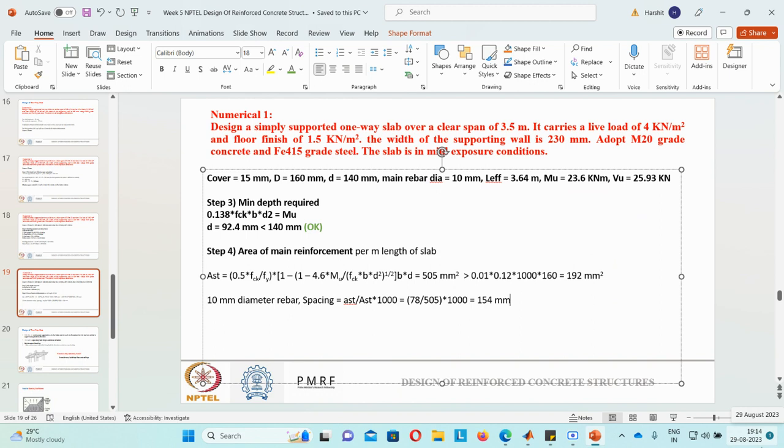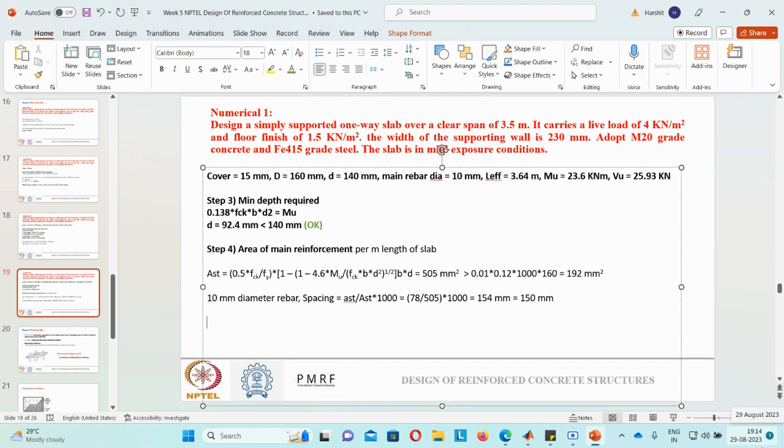Now, generally for design, we can't provide this value. So we will assume 150 mm. 150 or 160 we need to assume. So we will provide 10 mm diameter bars at the rate of 150 center to center across the length.